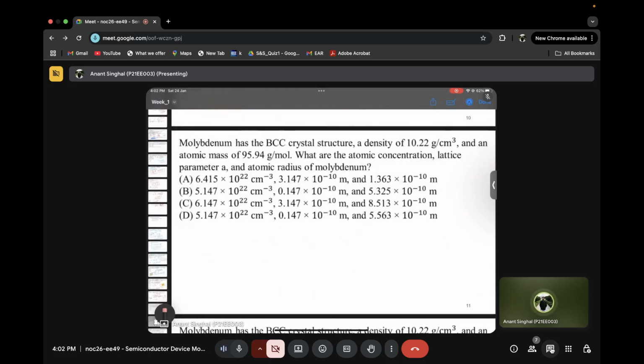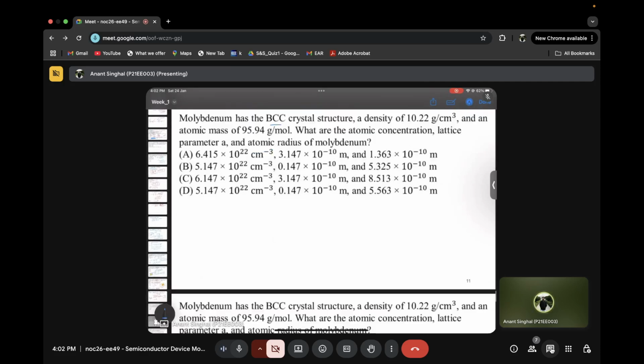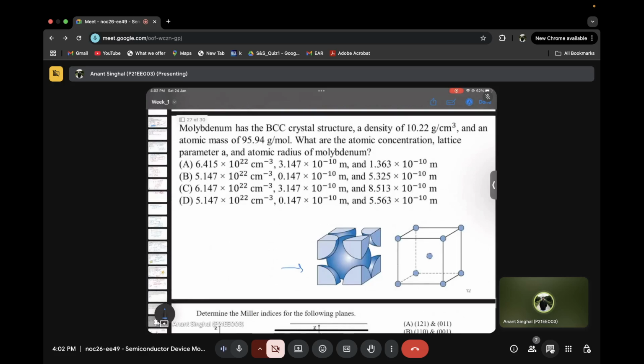It says we have a BCC structure. So BCC, I think I have a picture. So this is BCC, right? As I said, this is a, and this is the center. So you can clearly see this is R and this is R, right?